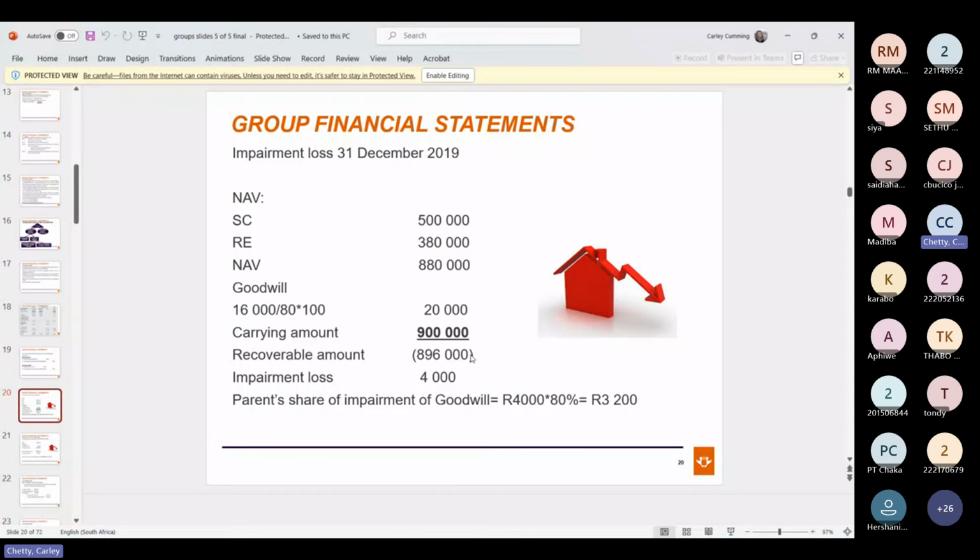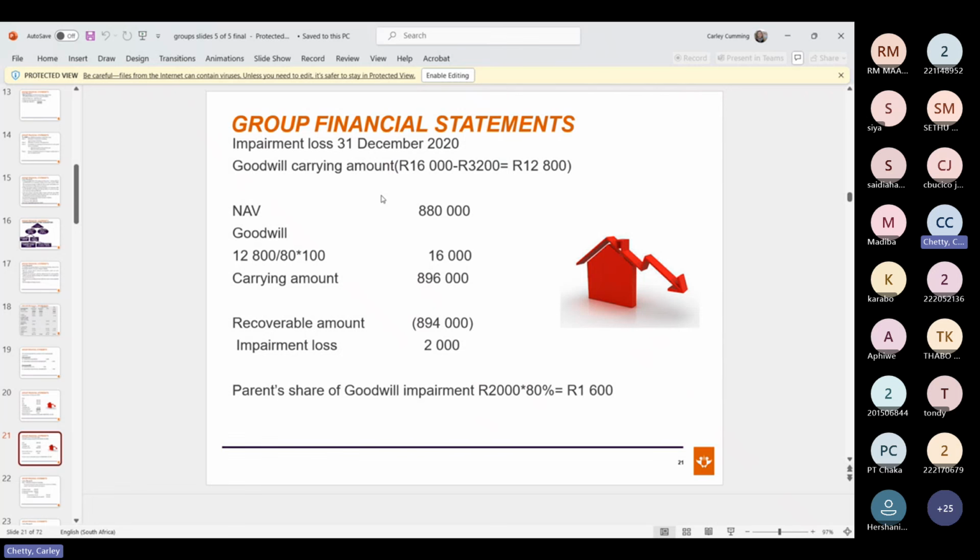If we compare that carrying amount of 900,000 to the recoverable amount that was given to us in the scenario, we can see that the carrying amount is greater than the recoverable amount. So we are going to have an impairment to the value of the difference between the carrying amount and the recoverable amount. So the impairment loss is 4,000 Rand, and then we have to give the parent 80% of that. So we'll say the parent share of the impairment is 4,000 multiplied by 80%, and that will give us 3,200. Okay, so that is the impairment loss on 31 December 2019.